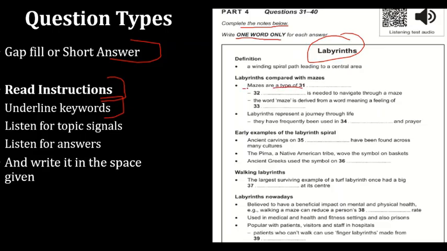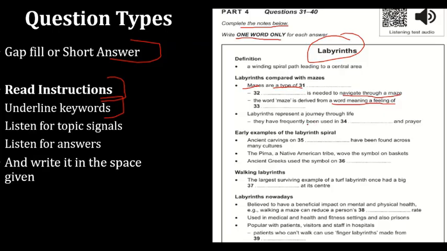So it's a maze, the type of something. They can paraphrase "the type of" and say a different thing. The dash is needed to navigate through, so it's looking for something. Your keywords were navigating through a maze. The word maze, derived meaning. So the meaning of the word maze, feeling of something, feeling of what? That would be your keyword to underline.